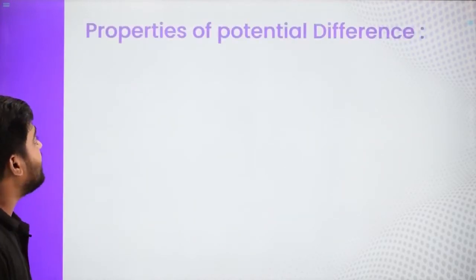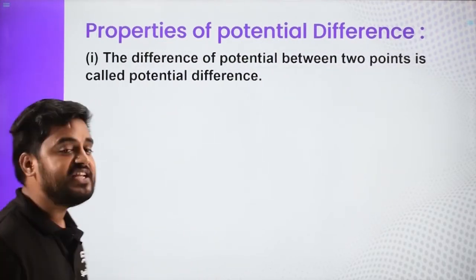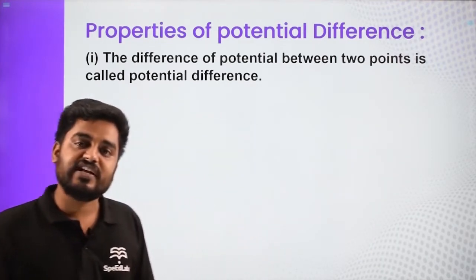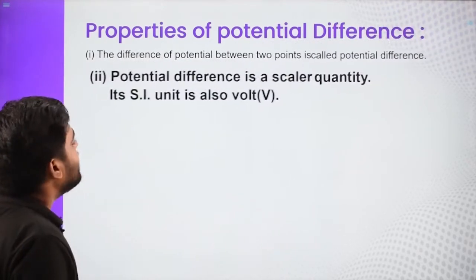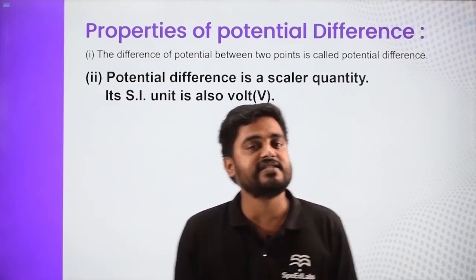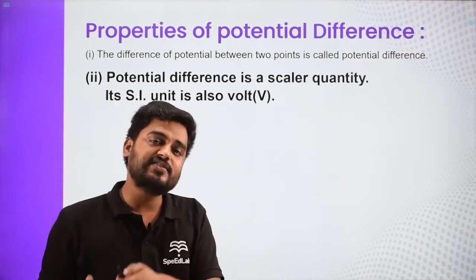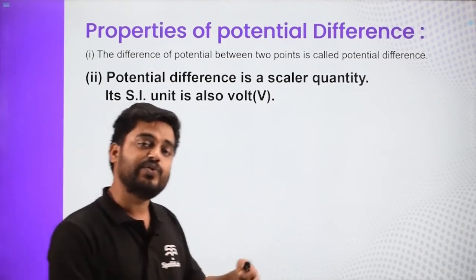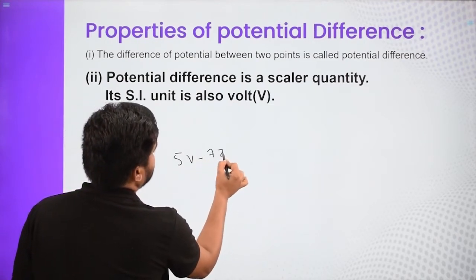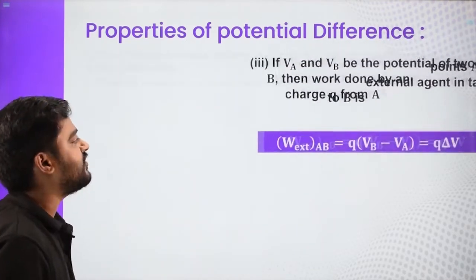Now let us discuss some properties of the potential difference. The first property is that the difference of potential between 2 points is called the potential difference. Basically, the difference of two potentials is the potential difference. Next, the potential difference is also a scalar quantity. Potential is a scalar quantity and their difference is also going to be a scalar quantity. And what about its unit? Unit is also going to be volt. So if it is 5 volt minus 7 volt, then that will give us minus 2 volt. So the difference of two potentials will also be calculated in volts only.